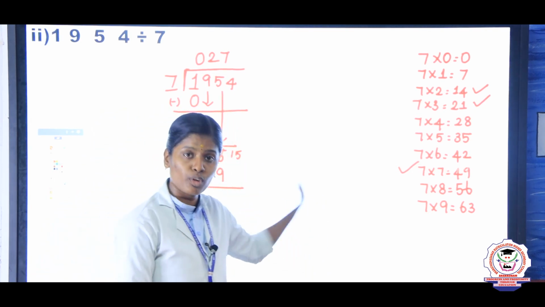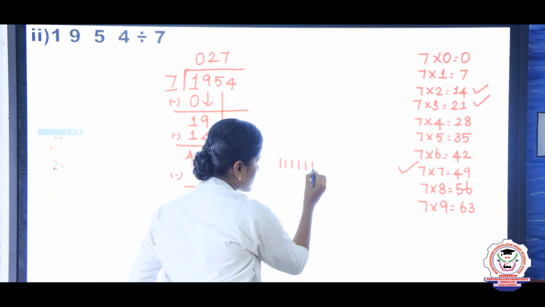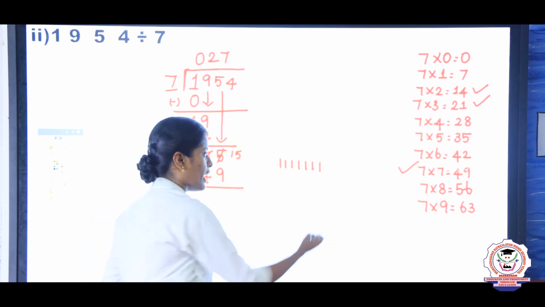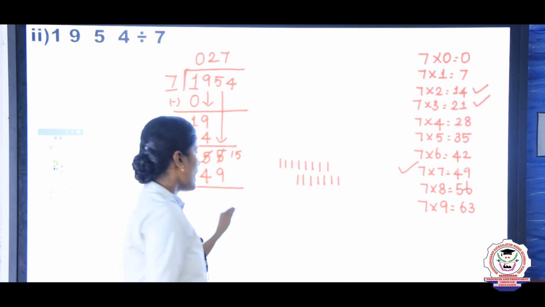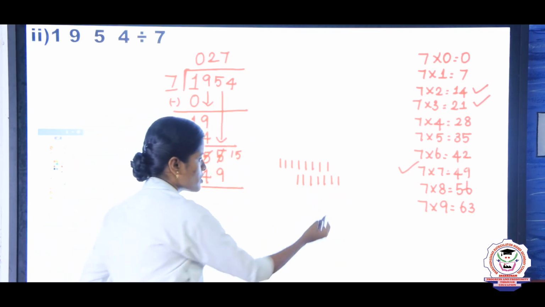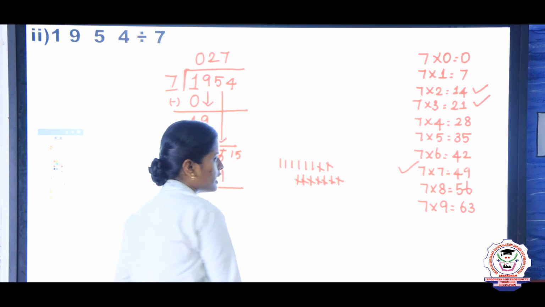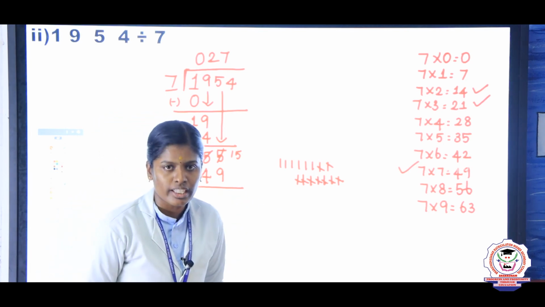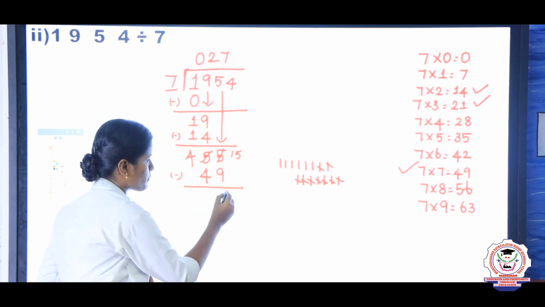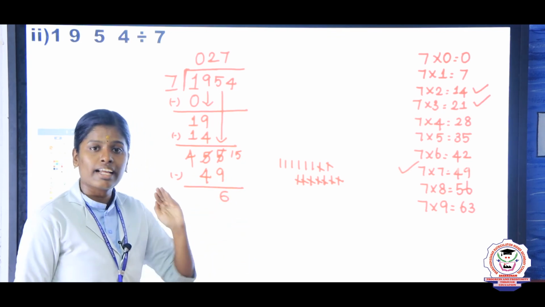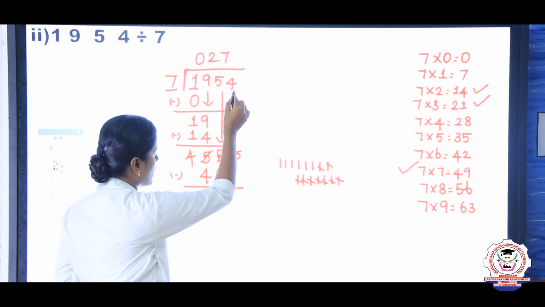Just put 15 lines. 1, 2, 3, 4, 5, 6, 7, and next 8, 9, 10, 11, 12, 13, 14, 15, and subtract 9 lines. Okay, strike out 1, 2, 3, 4, 5, 6, 7, 8, 9. Now count how many lines remain. We have 1, 2, 3, 4, 5, 6. So the answer is 6. Next, 4 minus 4, the answer is 0. Next, you should bring down the other number 4.